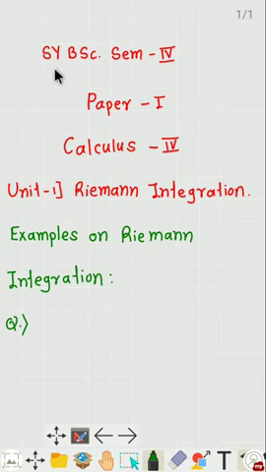This is SYBSC class, SYBSC semester 4, paper number 1, calculus 4, unit number 1, Riemann integration, and today we are going to solve some examples on Riemann integration. Let us take question number 1.